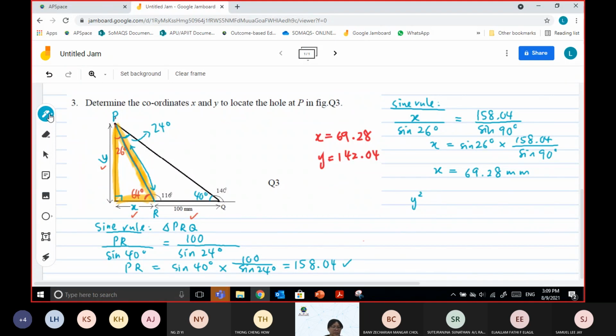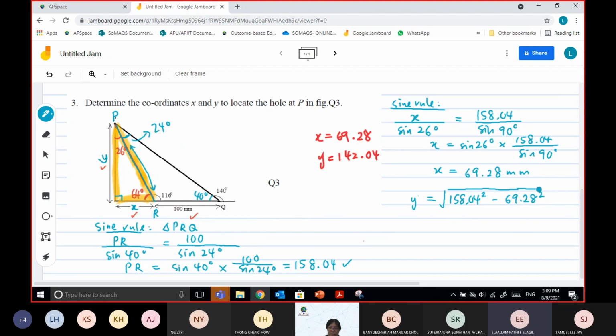Okay, or I directly put it as y. So y equals the square root of... okay, Ilalam, can you tell me what is inside the square root? What should I put? 158.04. 158.04 squared, then? Multiply by, or is it multiply? Minus? No, it's addition. Minus, yeah, sorry. Minus x, which is 69.28 squared.